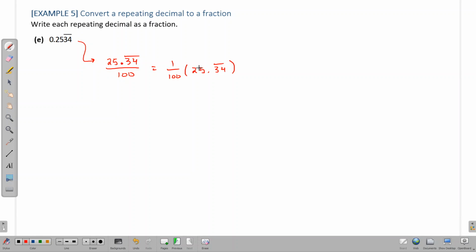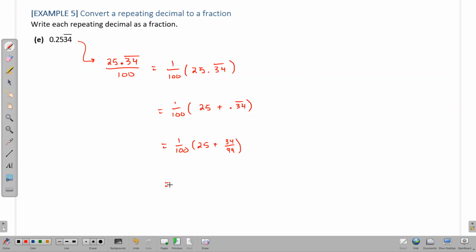Okay, so then how am I going to deal with the 25? Well, this is really the sum of two numbers. This is 1 over 100 times 25 plus 0.34 repeating. All of this is exactly the same as that. And we know exactly how to handle this repeating decimal now. We have a trick for it. So leave all that the way it is. And we know that this should just be 34 over 99.